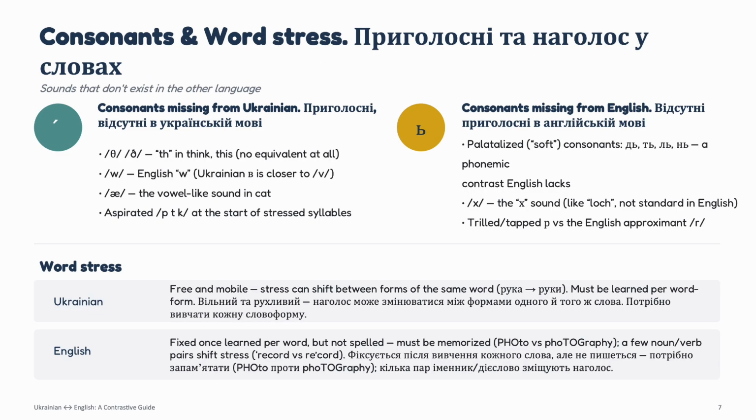Consonants work the same way. Each language has sounds the other simply doesn't have. English has the th sound in think and this and other words, which have no equivalent in Ukrainian at all, plus the w sound, the vowel like a in cat, and aspirated p, t, k sounds at the start of stressed syllables. Because in Ukrainian, we also have this p, t, k, but for us, they're not aspirated. We don't need to add any air while we're pronouncing them.